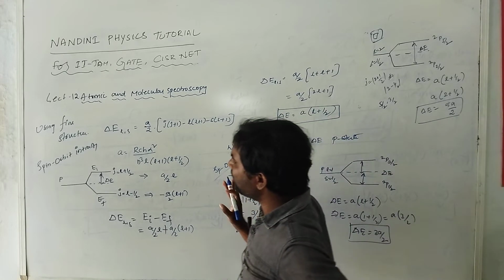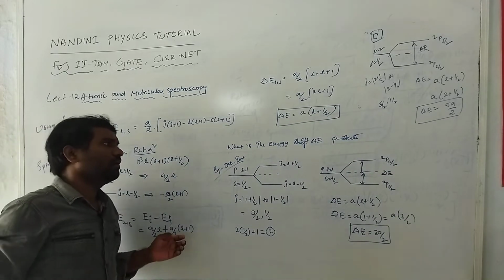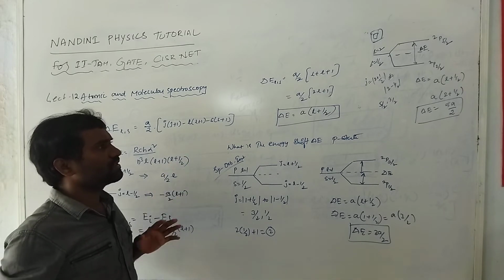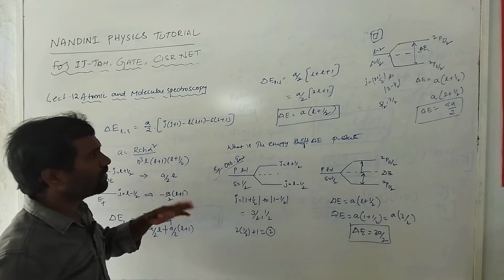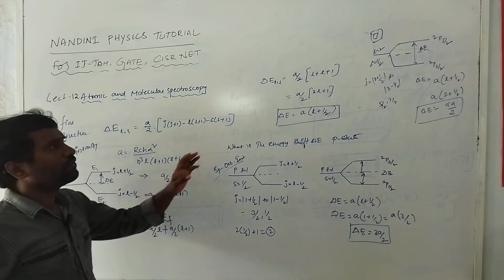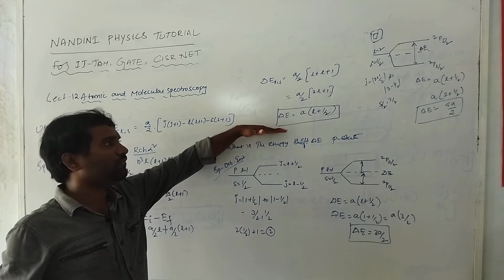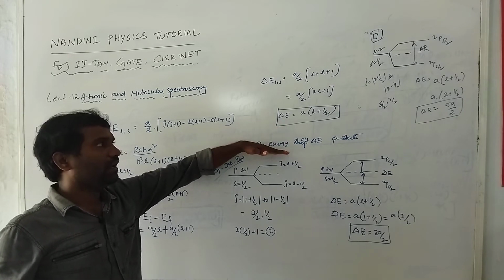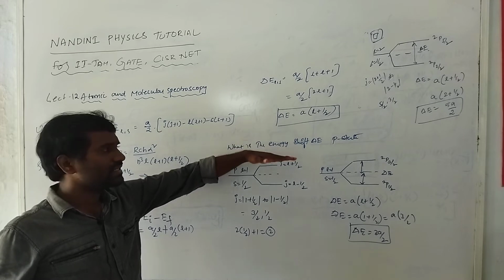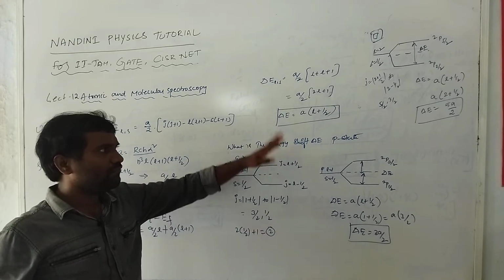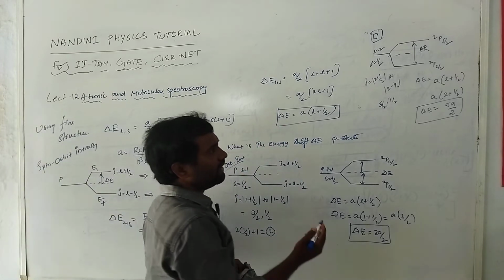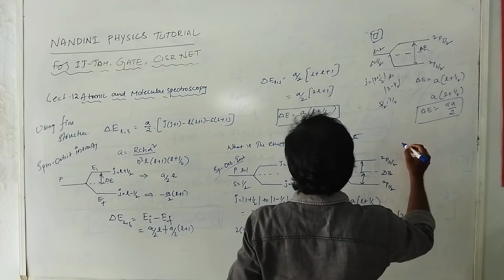This type of problem will come in CSIR, JEST, NET, GATE, all these exams. So these are very important formulas. Please remember the energy shift between P state and D state, or the F state. If they ask in which state, no problem. If they give the A value also, what is the A value?